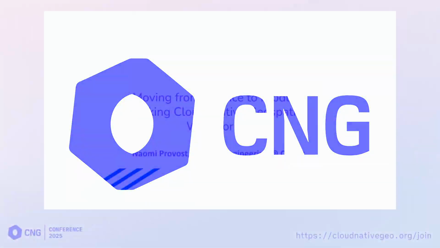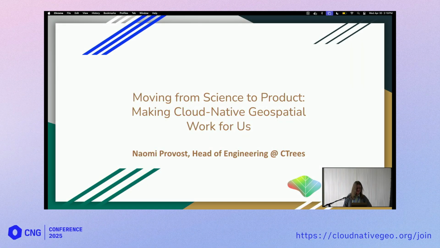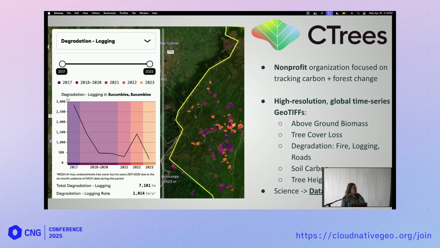Hi, I'm Naomi. This is how C-Trees moves from science data to a product platform, and how we use cloud-native geotechnology. I am the head of engineering at C-Trees. What C-Trees does is we're a nonprofit organization focused on tracking carbon emissions and forest change.